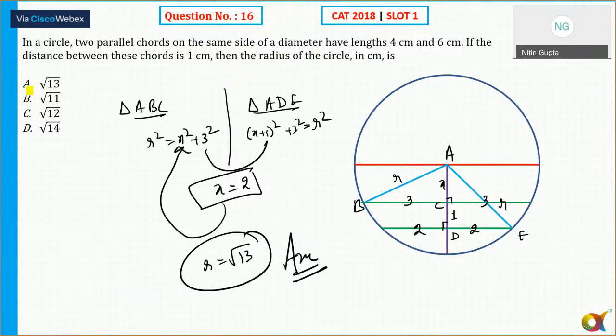Any doubts to anyone now in this question? Please tell me. Damini, Nikita, Priyank, and everyone. So can we move to the next question? Please respond. Take your time and tell me. No. All right, guys. So let's move to the next question.